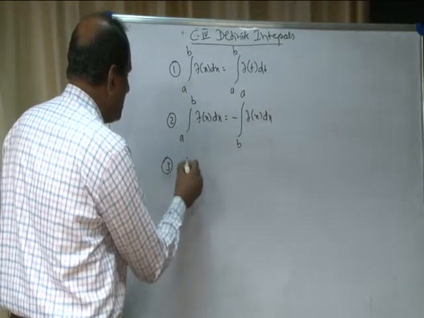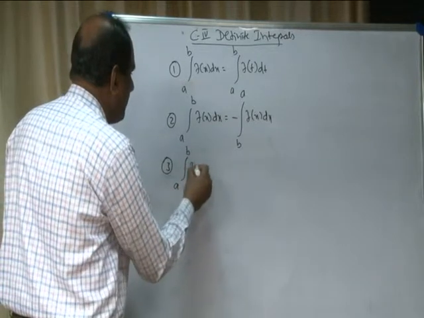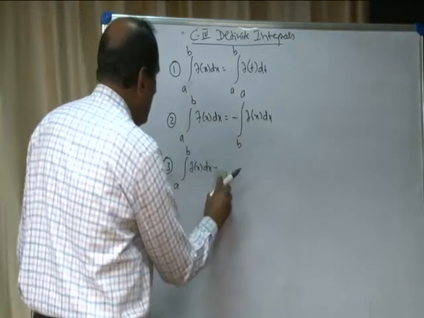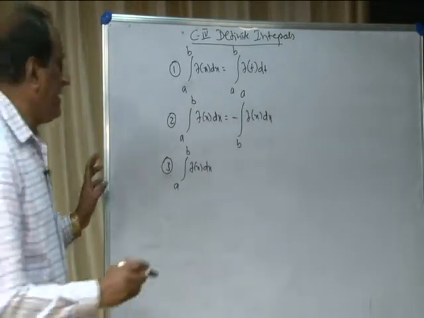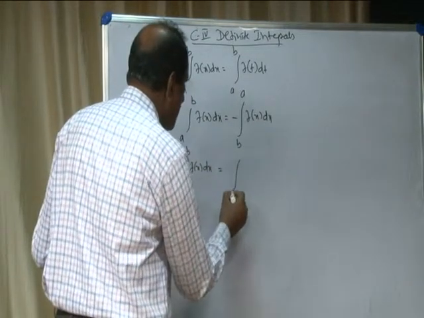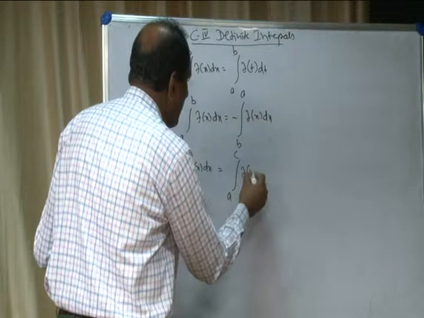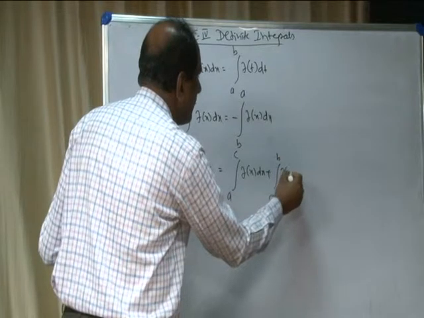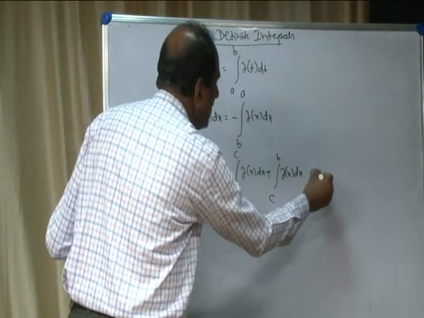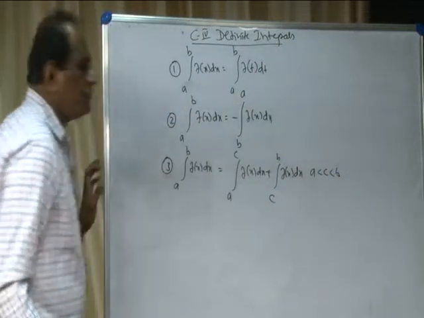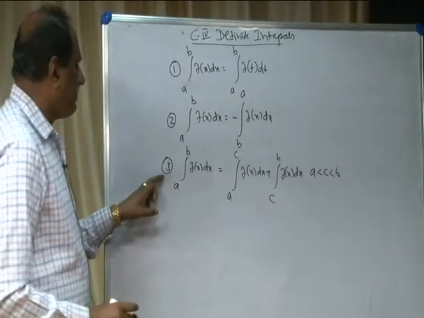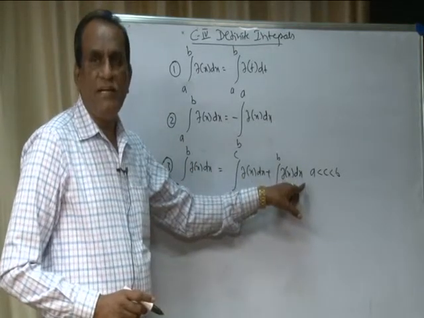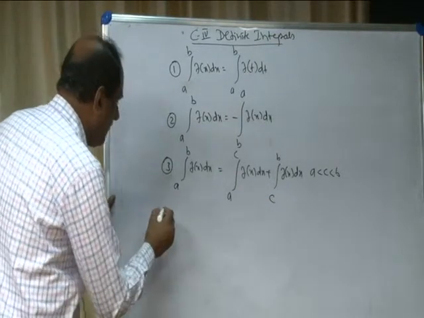The third property: integral a to b f of x dx can be split into 2 definite integrals. Integral a to c f of x dx plus integral c to b f of x dx, with the condition a less than c less than b. This is property number 3. One definite integral is split into 2 definite integrals.